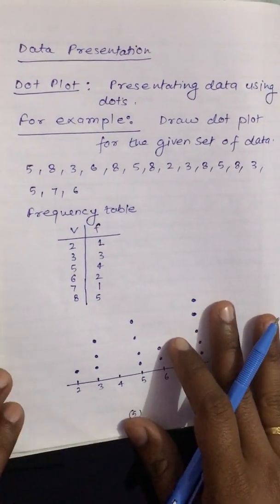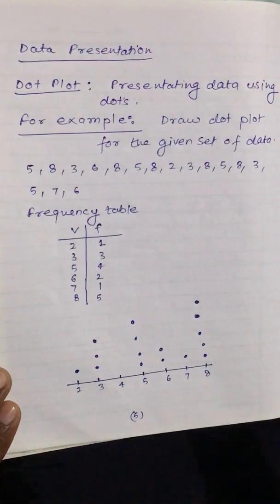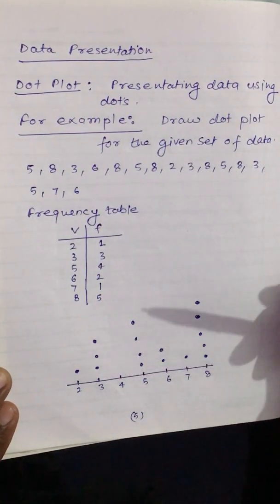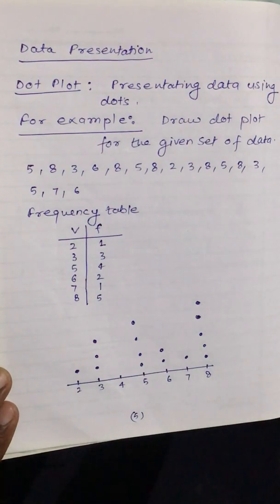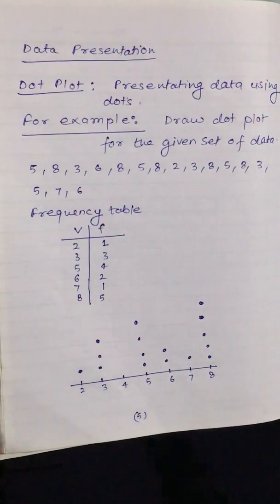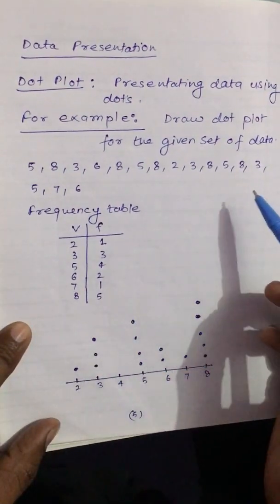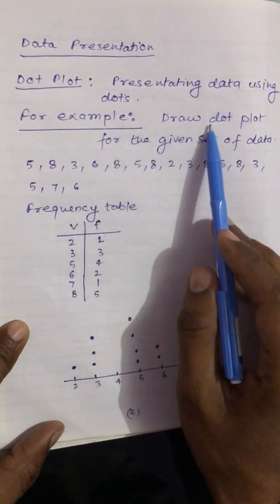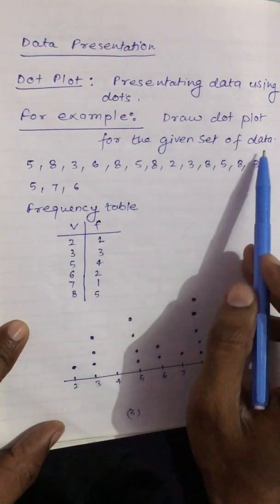Now in your data representation, you are asked for three things: dot plot, stem and leaf, and histogram. Let's talk about data presentation. Dot plot. What is a dot plot? Presenting data using dots. Let's talk about this with an example. For example, draw a dot plot for the given set of data.